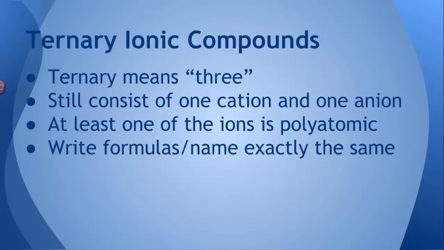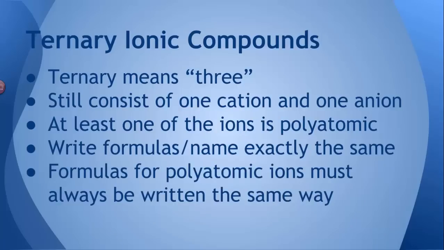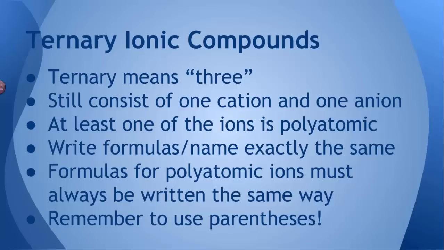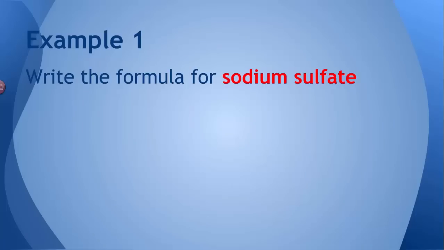You write formulas and name them exactly the same way as you do with binary ionic compounds. You write the formulas by balancing the charges. You name them by naming the 2 ions that are there. Nothing is new except when you have polyatomic ions and you have more than one of them, you've got to keep the formula written the way it is on the sheet. And that's why you need to use parentheses if you have more than one, so you don't change the way you write the formula. So let's do an example.